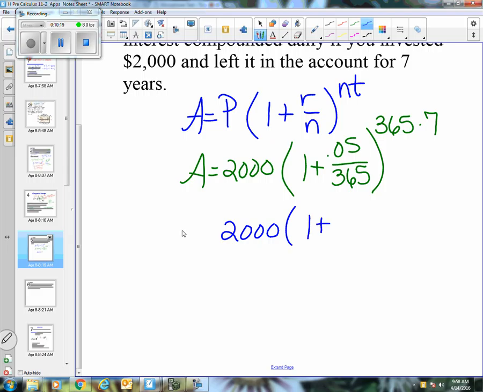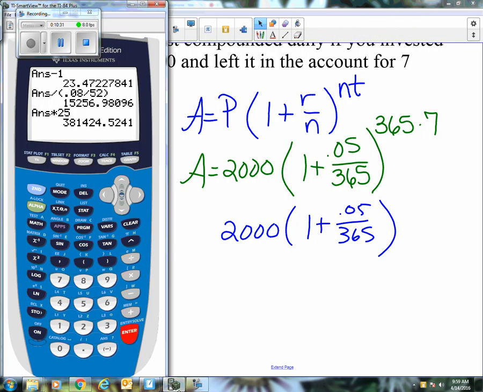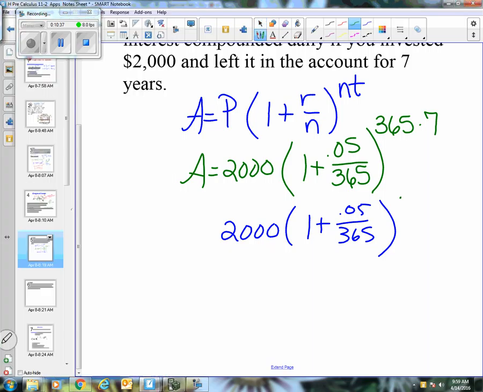So 1 point, whatever that is. I just want to get this number in the exponent here. So 365 times 7. So how many total payments is 365 times 7? So I want to calculate that so we can see what we're dealing with here. So we have 2,555 payments or times that this interest is going to be accrued. So that's what that power means.